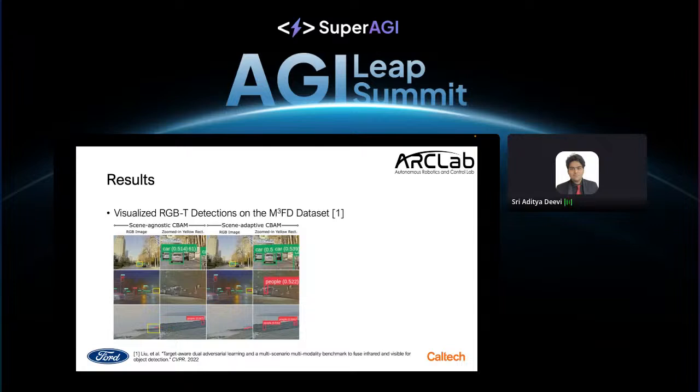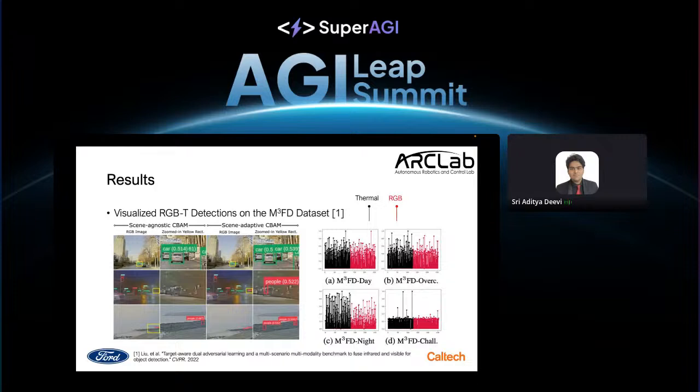Here are some more quantitative and qualitative results on the M-Cubed FD dataset for RGB thermal detections with zoomed in visualizations. Also, we further visualize the learned channel attention of different scene-specific fusion modules. We plot the normalized attention weights for all feature channels in the trained CBAM parameters. The pattern of increasing reliance on thermal features over RGB features from day to challenging scenes supports our idea of having different fusion modules for different scene conditions.